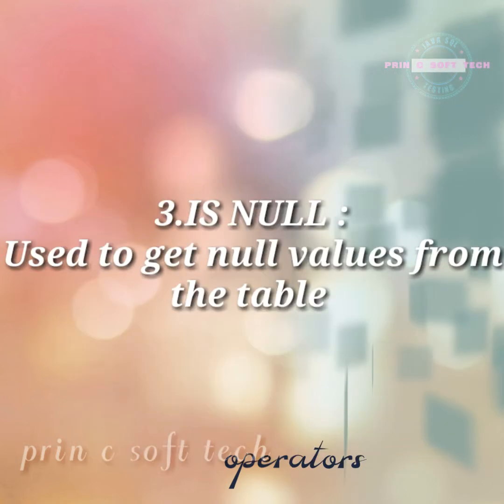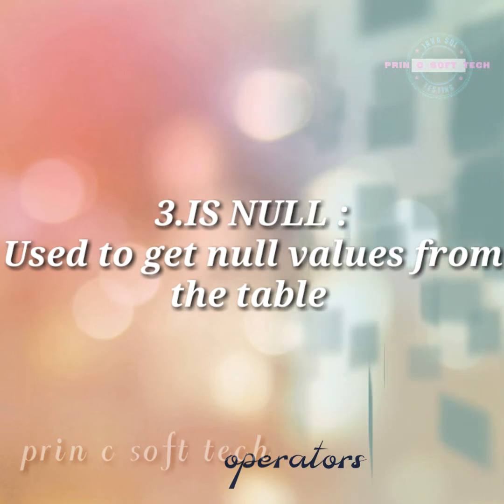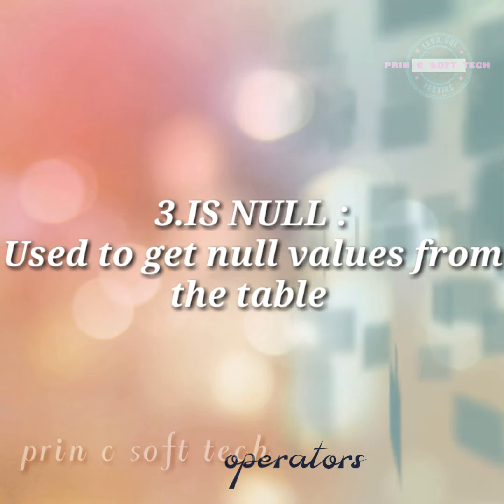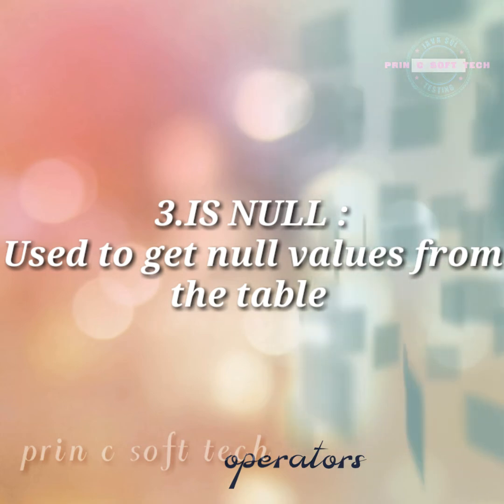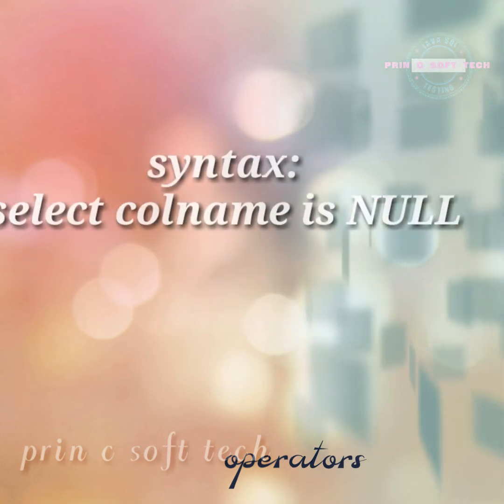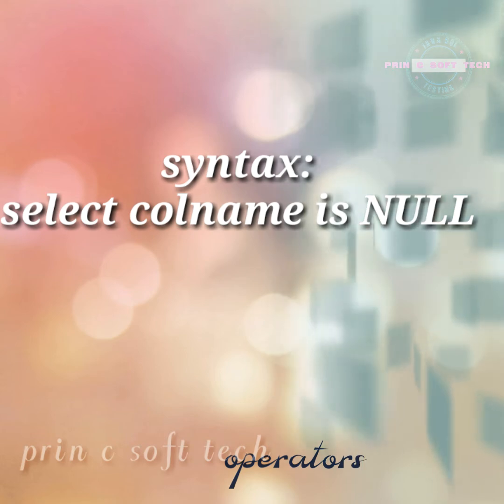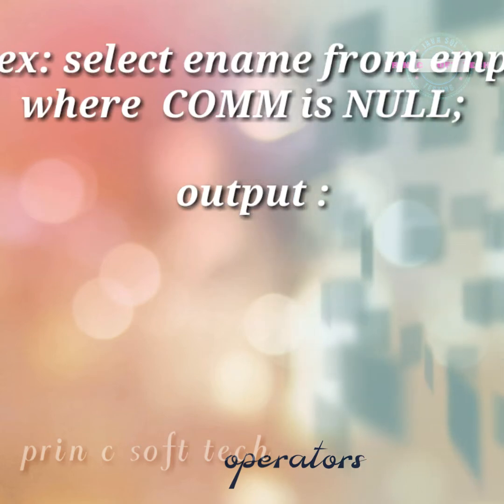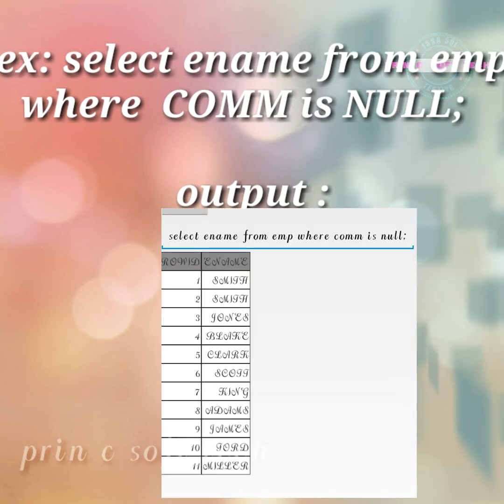Next is the is null operator. Is null operators are used to get the null values from the table, meaning if null values are present in the table, then it gets the null values. The syntax of this is: select column name is null. Let's see an example. Select commission is null from EMP.